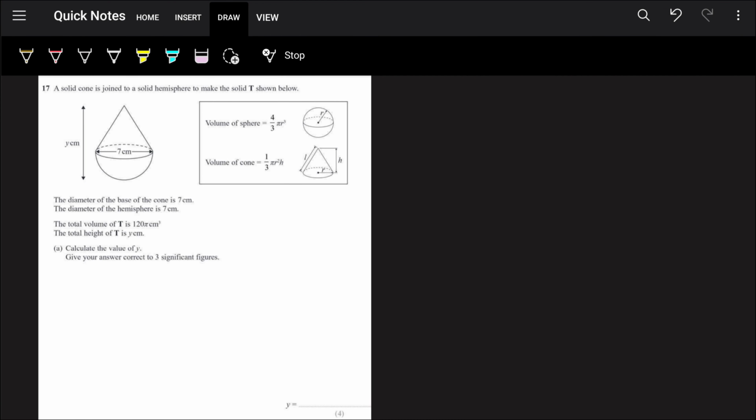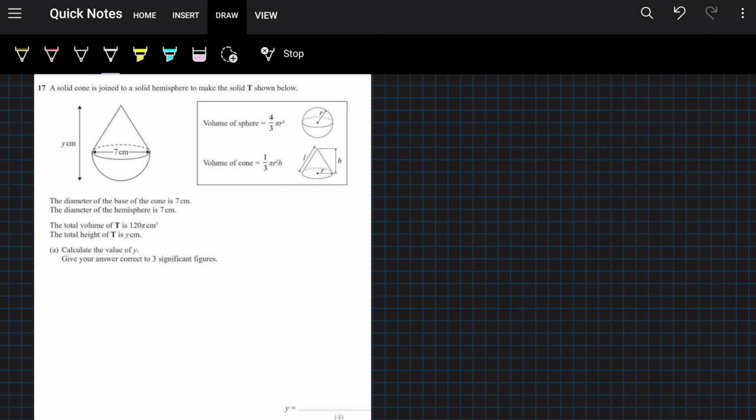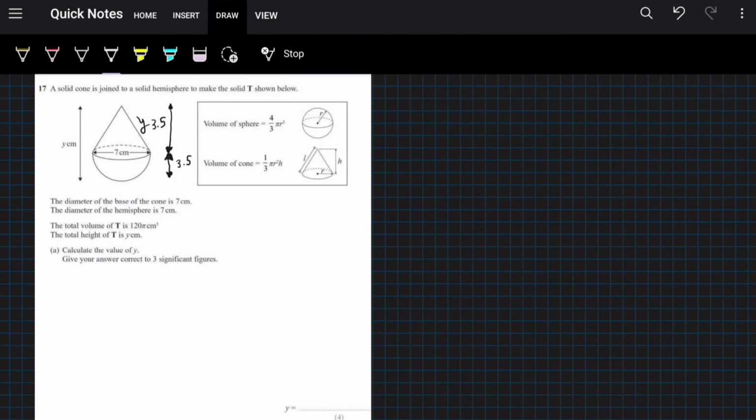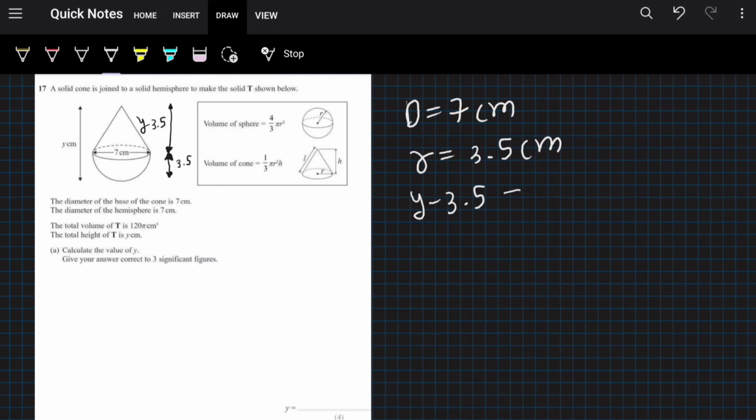Today we will be doing two questions from Maths Higher paper, and these questions are from 2022 Edexcel. Calculate the value of y. Give your answer to three significant figures. We are told that the diameter is 7 centimeters, so the radius will be 3.5 centimeters, and y minus 3.5 will be the height for the cone, and 3.5 centimeters is the radius for both of them.